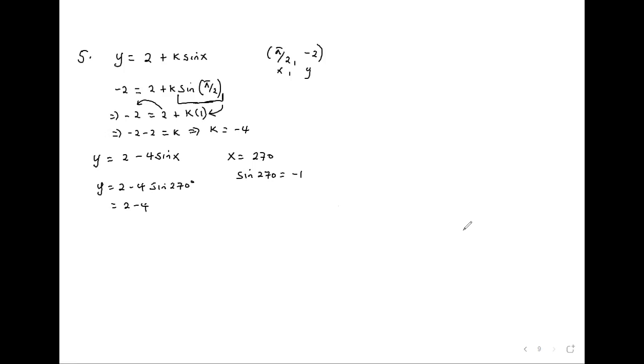Okay, so which angle here gives us sin x is equal to negative 1? Well, there are so many angles. If this is sin x, we get sin 270 is negative 1. So we know that at that point sin negative 1 means sin 270, which is 2 minus 4. Sin 270 is negative 1. That is plus 4 is 6. So this is the greatest value of y.